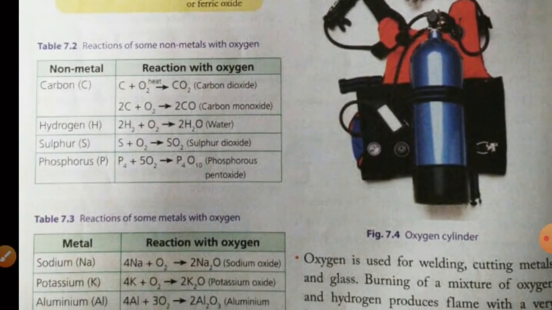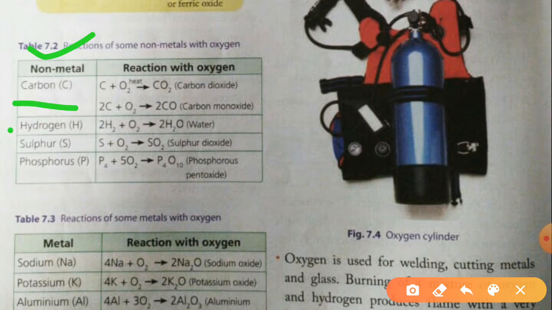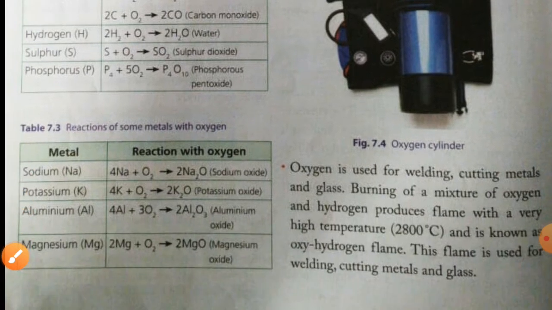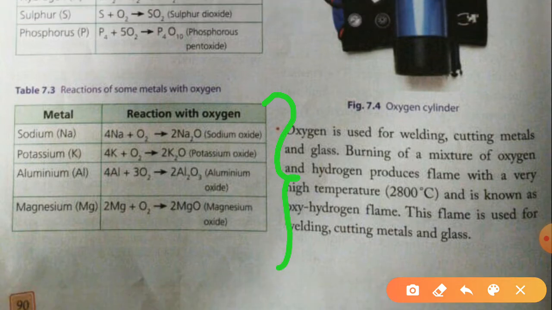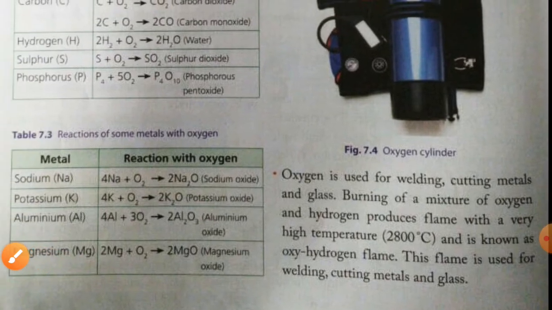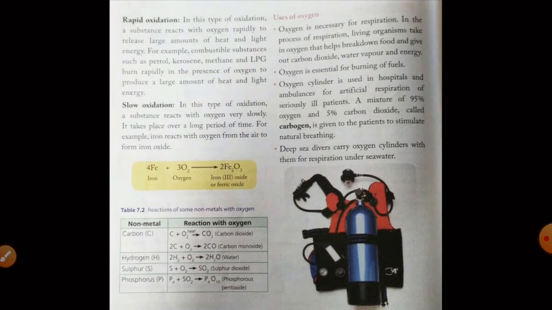Now some examples are also given here. You can see the reaction of oxygen with a metal, carbon, hydrogen, sulfur, and phosphorus, which we have seen now. One more thing, they have given the example of metals also: sodium, magnesium, and aluminum. These are some examples of oxygen reacting with metals or non-metals.